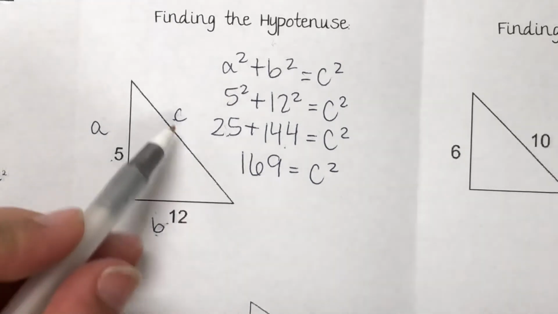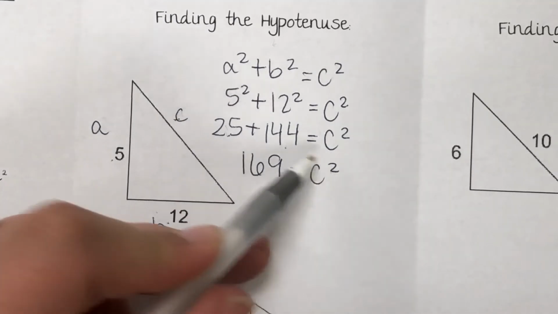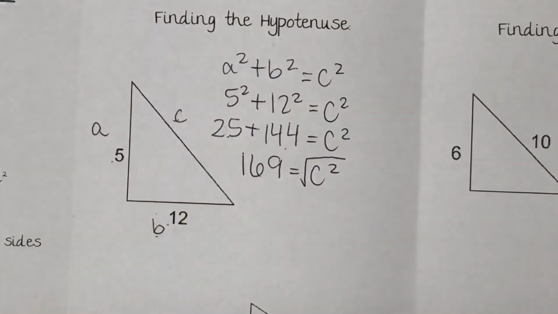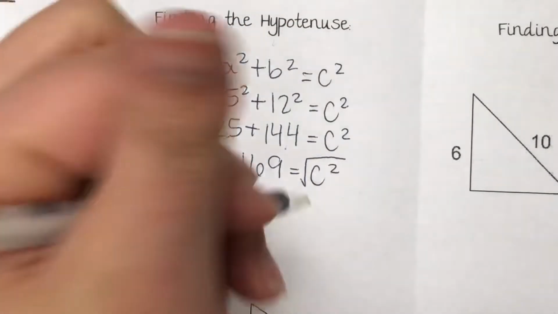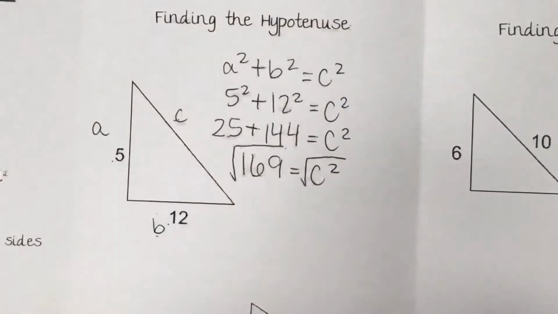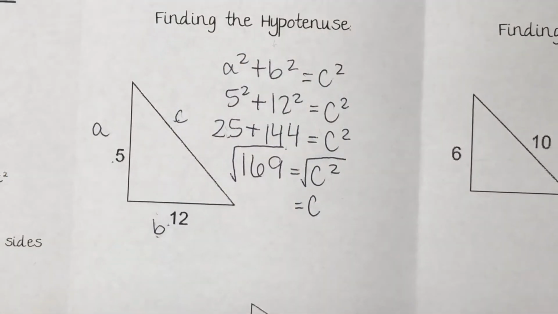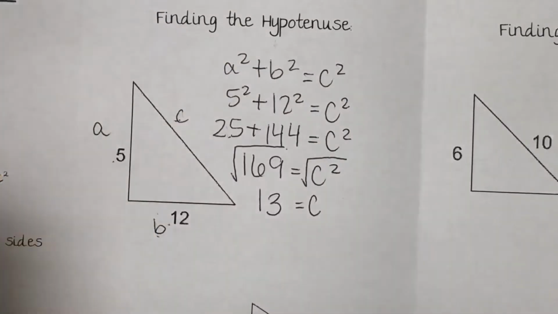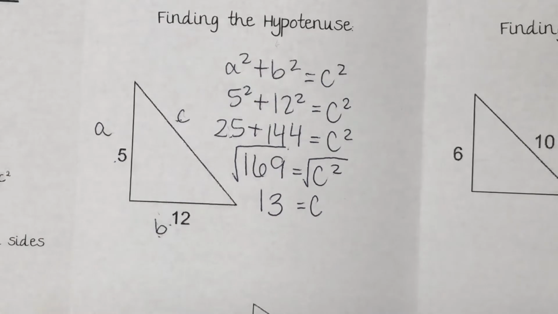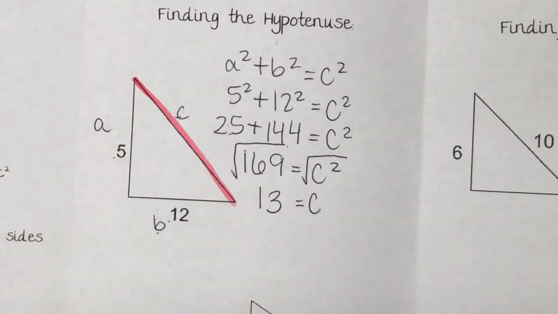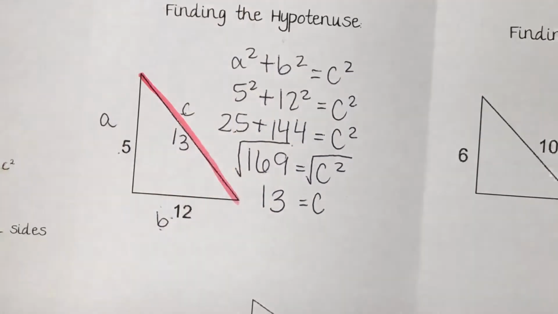Now remember, I'm looking for what C is, not C squared, so I need to cancel out that squared. And the way I do that is I take the square root. If I do it to one side, I have to do it to the other. So this squared gets canceled out, so I have C all by itself. And then the square root of 169, you can use your calculator, is 13. So this side length right here, what I'm looking for, this side length is 13.